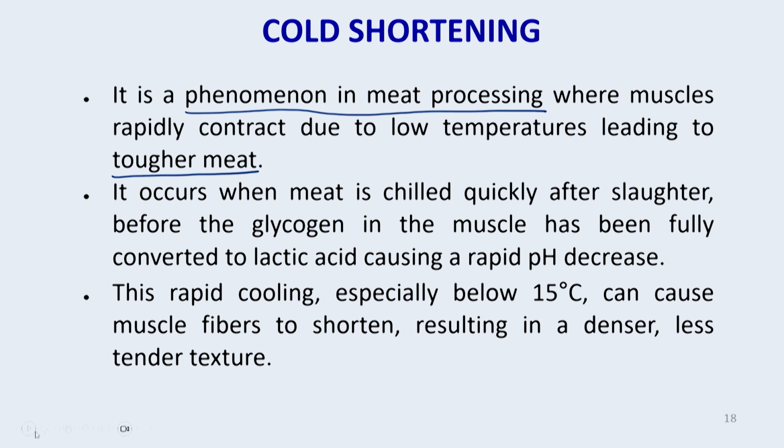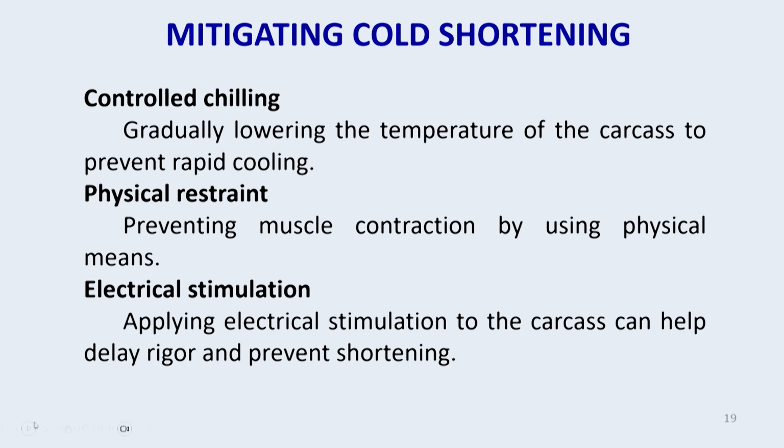So why are all these things happening? When a proper method is not followed, whether it comes to food processing or food preservation, damages or injuries are caused to such products. How to mitigate the cold shortening? Controlled chilling, as the name indicates, is reducing the temperature to prevent rapid cooling. Physical restraint, preventing the muscle contraction by using physical means. Electrical stimulation, applying electrical stimulation to the carcass can help delay rigor and prevent shortening.